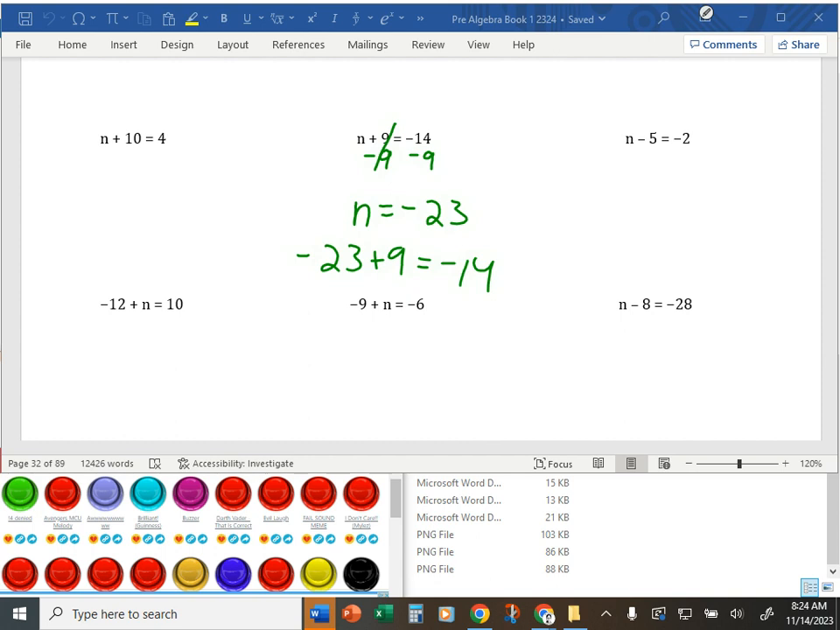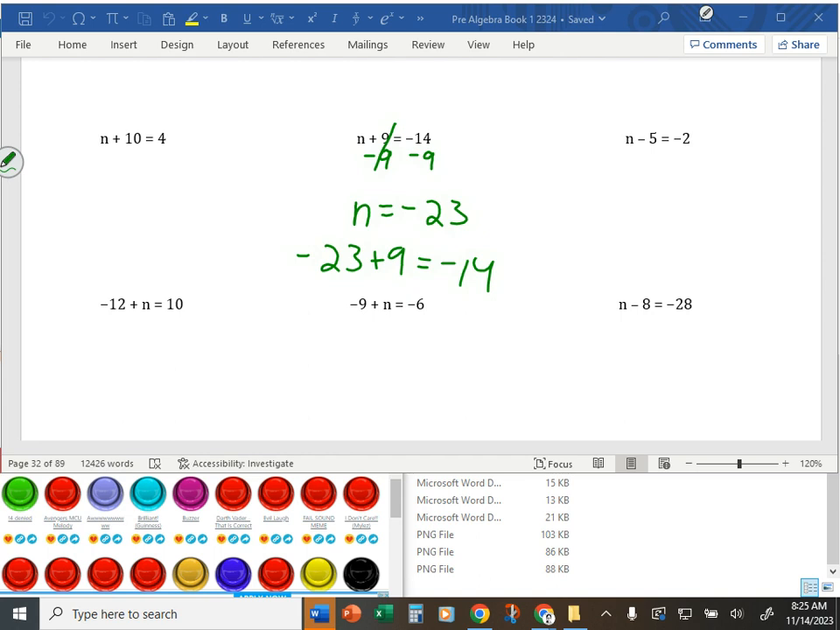Enzo, I did the Chili. What's the equation? n plus 9 equals negative. We just did that one. It's right there on the board. Nolan, negative 12 plus n equals 10. Right. Okay. So negative 12 plus n equals 10.